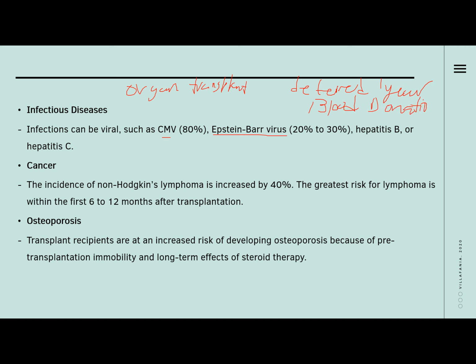Then, another possible complication kapag nag-undergo ka ng transplantation, pwede ka magkaroon ng non-Hodgkin's lymphoma by a chance of 40%. The greatest risk for lymphoma is within the first 6 to 12 months after transplantation.